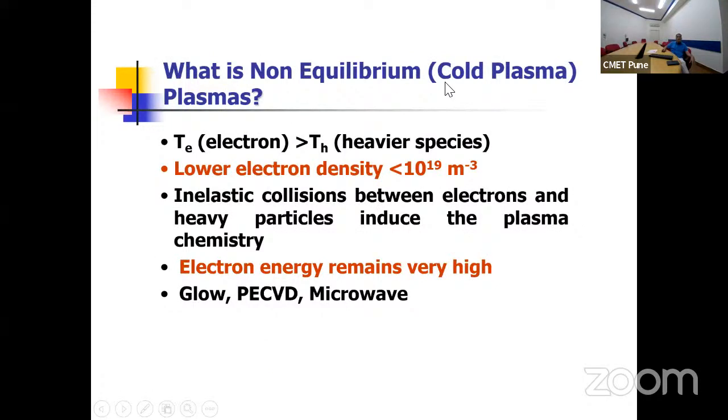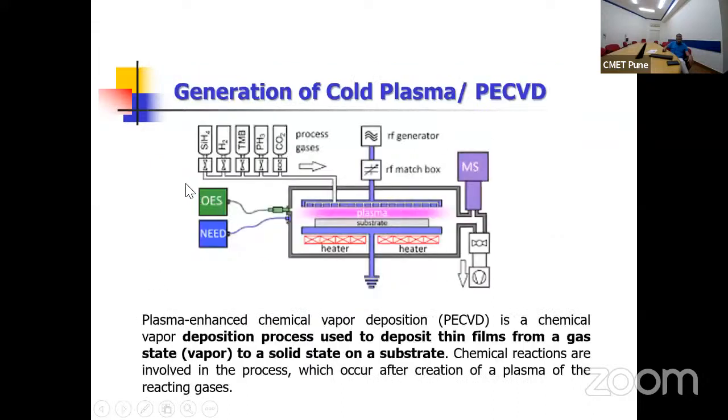So what is non-equilibrium plasma? It means cold plasma. Here, the temperature of the electrons is higher than the heavier species. Lower electron density, 10 to the 19 per meter cube. Inelastic collision between the electrons and heavy particles induces the plasma chemistry. Basically, the electrons induce and then create the plasma. Electron energy remains very high. It's a glow discharge, like plasma enhanced chemical vapor deposition or microwave discharges. I'll go to that in the next few slides.